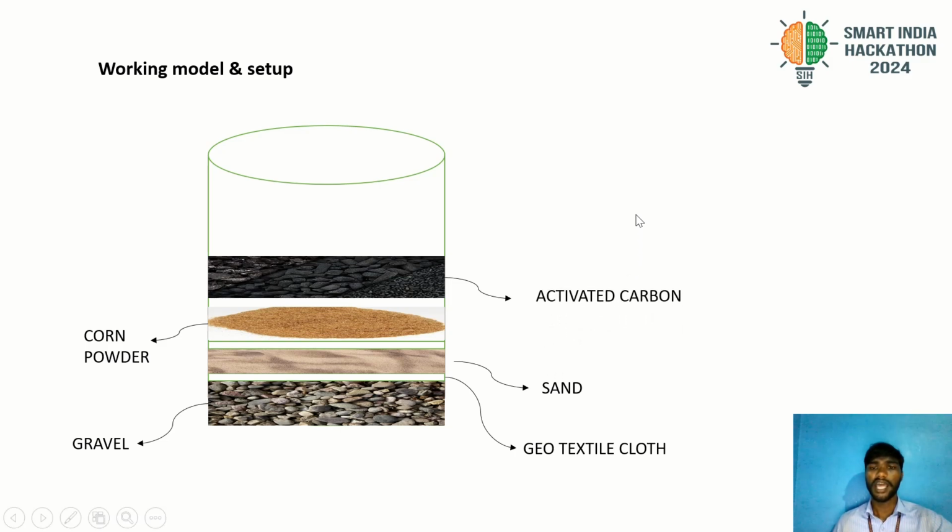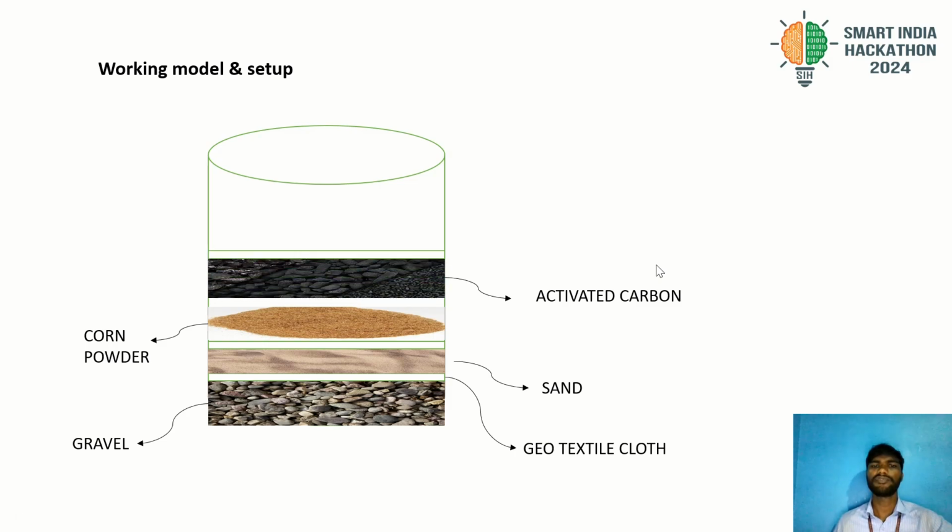Next, the fourth layer is activated carbon. Activated carbon is a common absorbent used in many water filtration systems. 1 kilogram of washed, ash-free activated carbon is placed carefully over the geotextile cloth. Make sure to spread it out evenly.